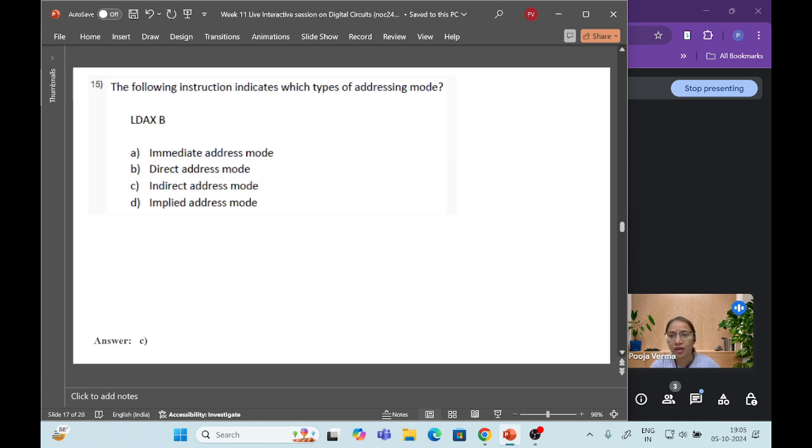So moving to the next question. The next question is: the following instruction indicates which type of addressing mode? The instruction is LDAX.